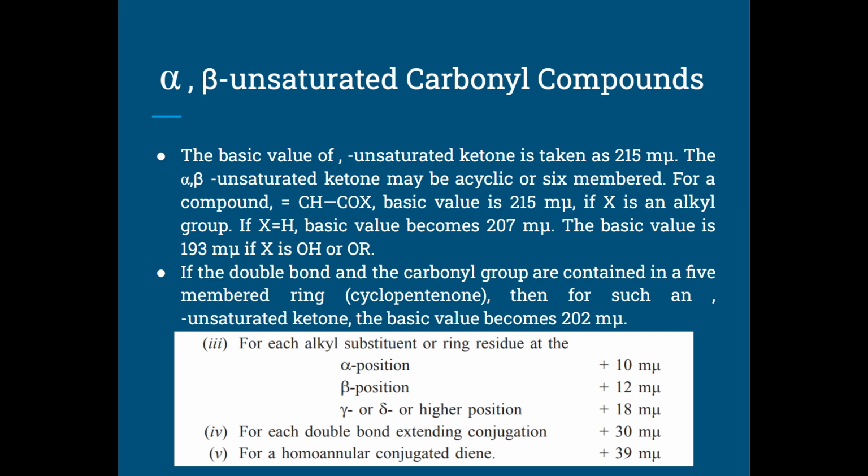And extended conjugation is 30, and एक्सो बॉन्ड भी होगा यहाँ पे 5 वैल्यू ऐड करूँगा. लेकिन होमो एन्यूलर हम पहले एंडो को कंसीडर नहीं करते थे. यहाँ पे अगर एंडो बॉन्ड्स हैं तो उनको हम 39 वैल्यू ऐड करते हैं. Now we will look at some examples.